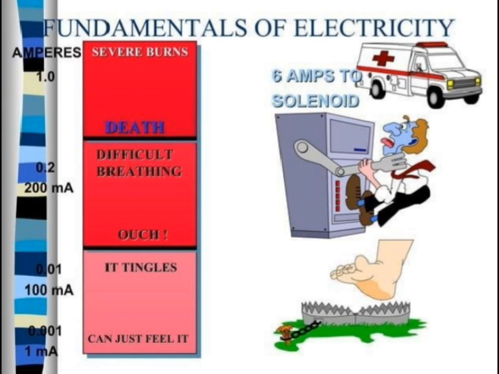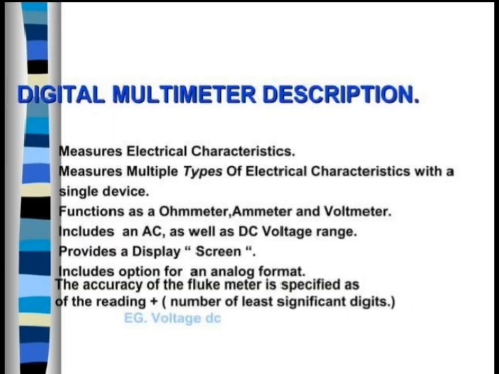So here is the digital multimeter description. The digital multimeter measures electrical characteristics. It can measure multiple types of electrical characteristics with a single device. It functions as an ohmmeter, ammeter, and voltmeter. It includes an AC as well as DC voltage range. It provides a display or screen.